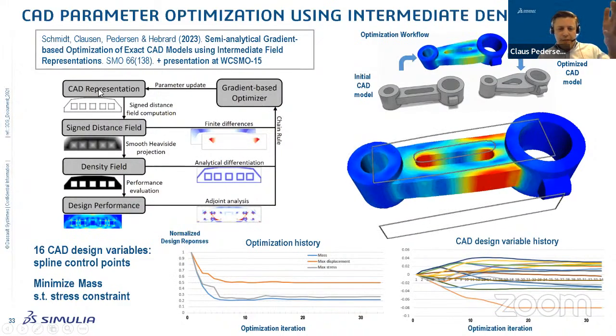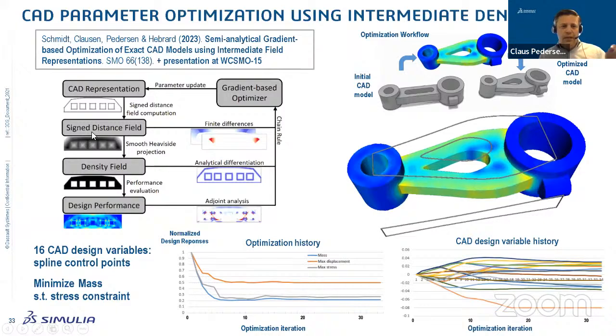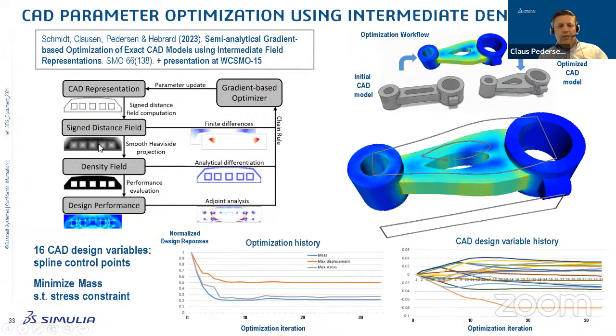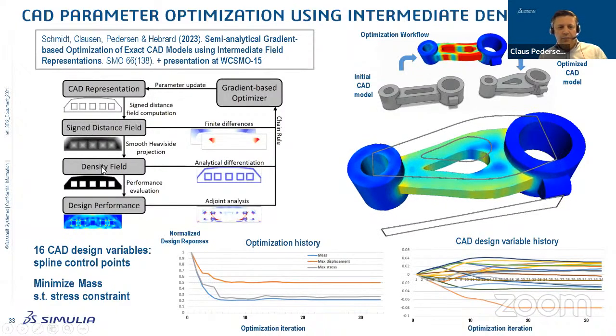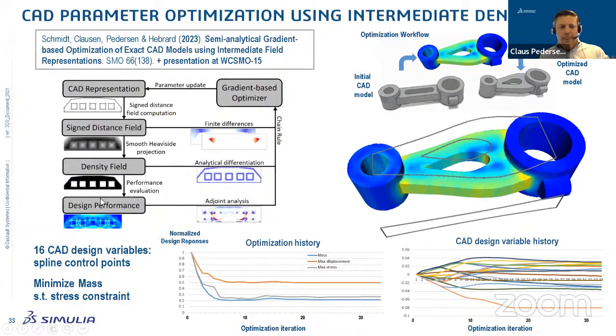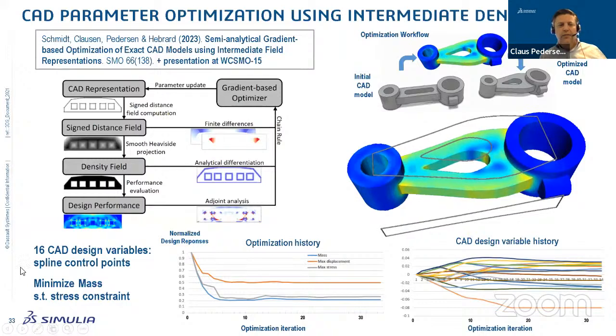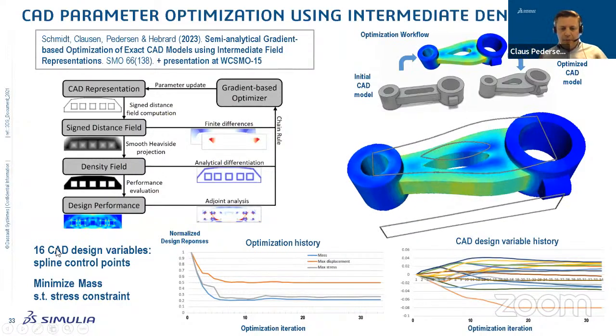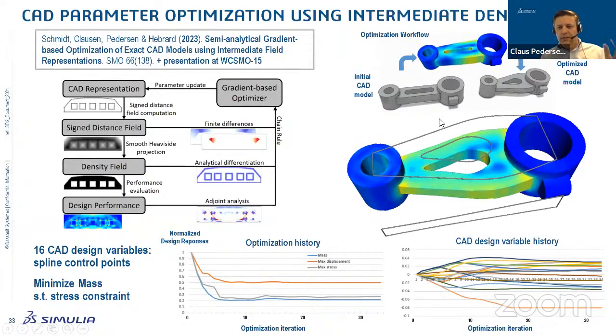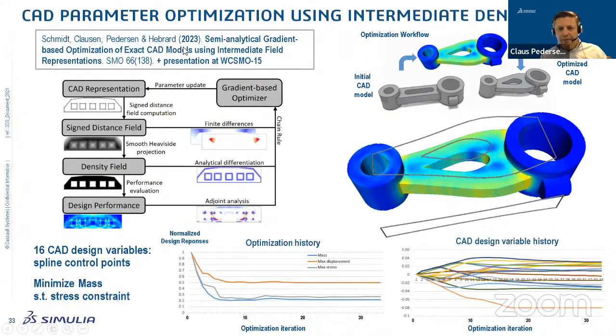What we're doing is that we take our CATIA model, or a CAD model, and make it into a signed distance field. We make that into a density field and do a Heaviside projection so it's cleaned up. Then we can use our normal sensitivity fields. Then we go back with chain rules. And then, for example, we can have many, many CAD parameters that we can design. So here you see a small demonstration from this paper.